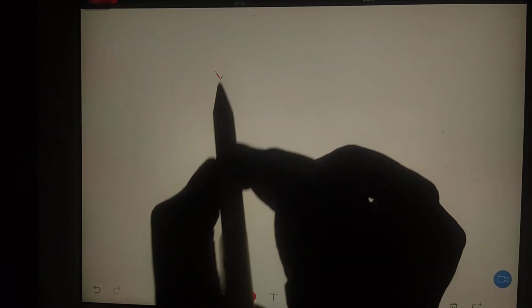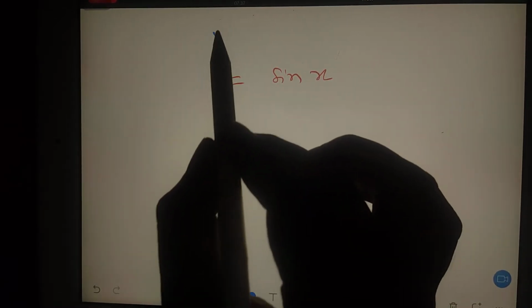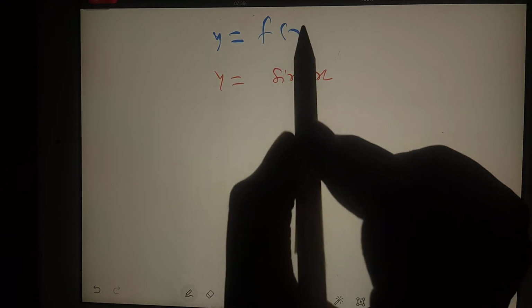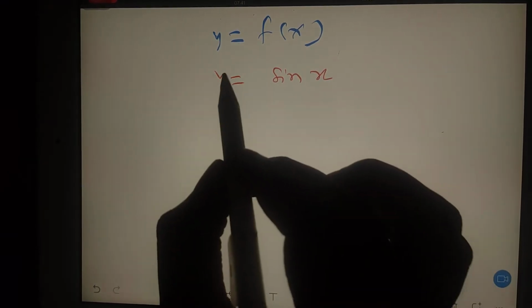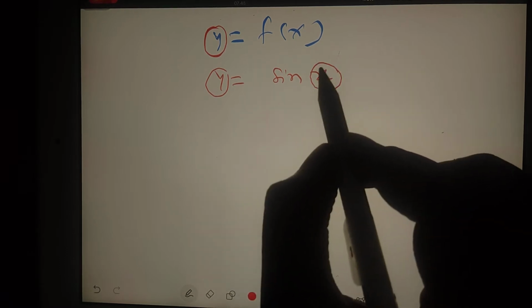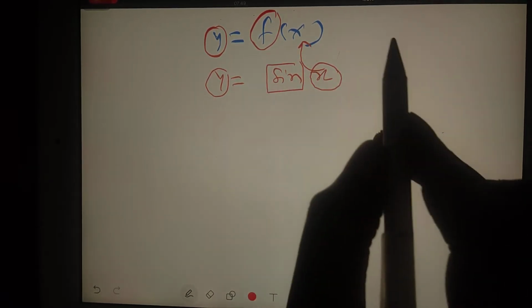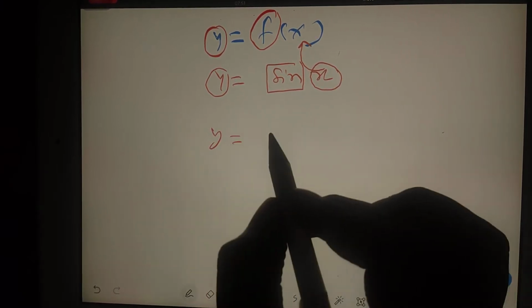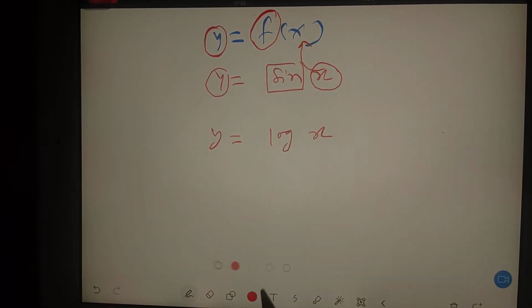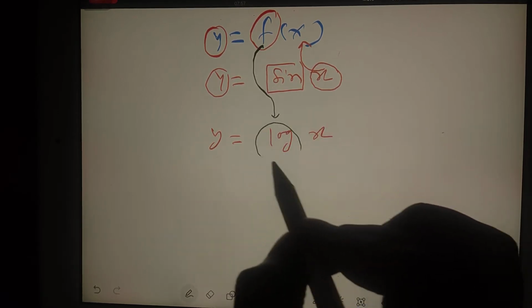For example, if I am writing y = sin x, let's compare this with y = f(x). So this y and this y are the same. Here I am using a variable, so that variable is here. What is this function? This function became sin x. I can also compare like y = log x, right? So this f is your log.